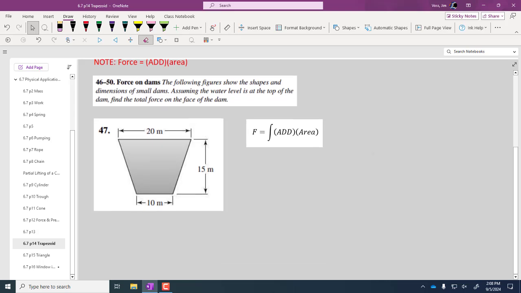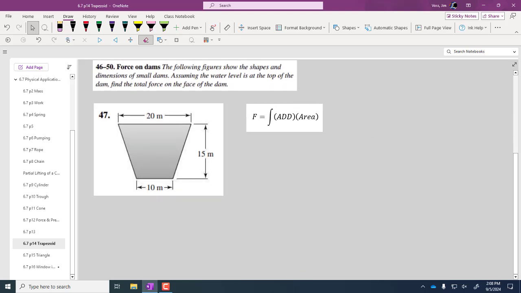Okay, so let's try one of these. So, a trapezoid. A trapezoid, when you're dealing with one of these force problems, is a heck of a lot easier than the trapezoid that we were dealing with. That trapezoidal trough was a little bit hectic. It's a lot easier when we're dealing with pressure and force. So it's not going to be as bad as those were. So generic formula, force is ADD area.